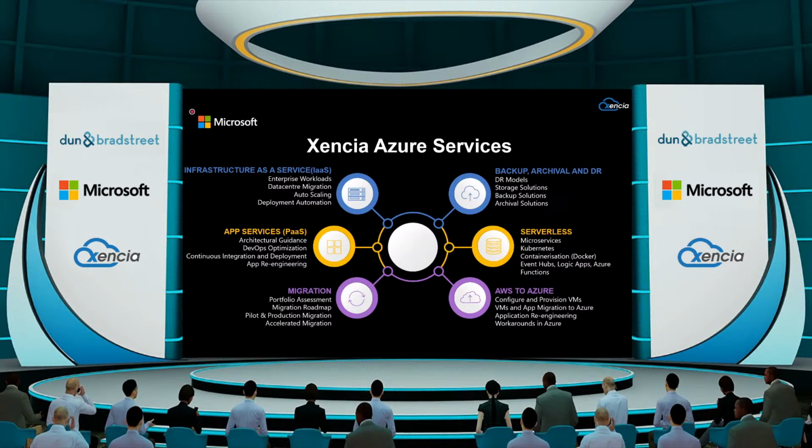The next service is the serverless service, where we help customers implement microservices such as Kubernetes, and we also help in containerization. We help customers implement Event Hubs, Logic Apps, and Azure Functions. And the sixth and the last service is AWS to Azure, where we configure and provision virtual machines.